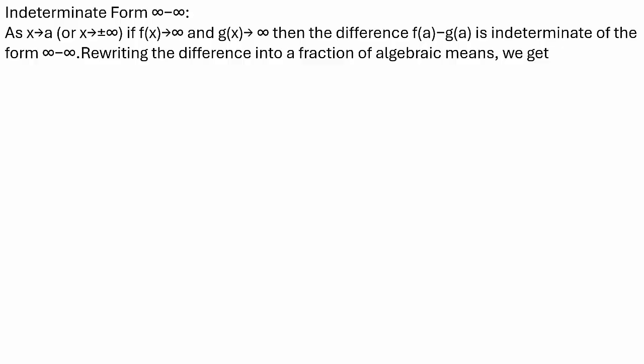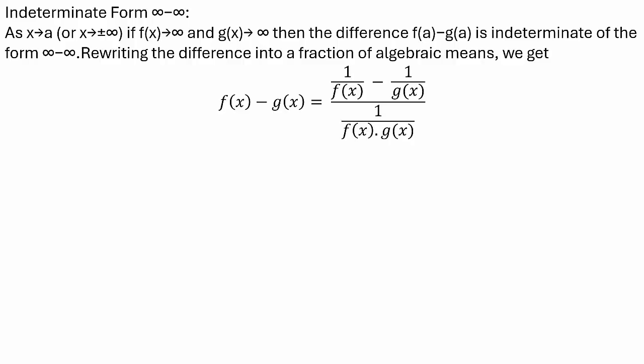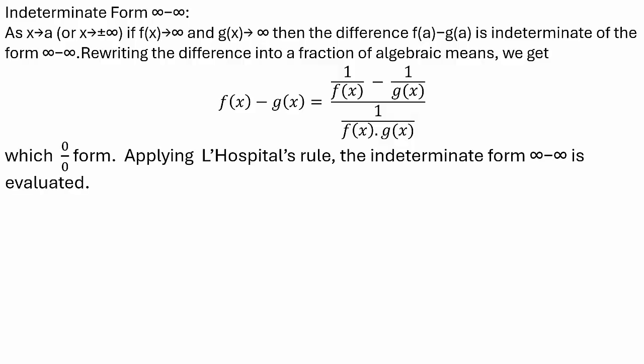Indeterminate form infinity minus infinity. As x tends to a or x tends to plus or minus infinity, if f(x) tends to infinity and g(x) tends to infinity, then the difference f(a) minus g(a) is an indeterminate form of the type infinity minus infinity. For solving such problems, rewrite the difference as a fraction by algebraic means: f(x) minus g(x) can be expressed as (1/g(x) minus 1/f(x)) divided by (1/(f(x)g(x))), which is of 0/0 form. Applying L'Hospital's rule, the indeterminate form infinity minus infinity is evaluated.